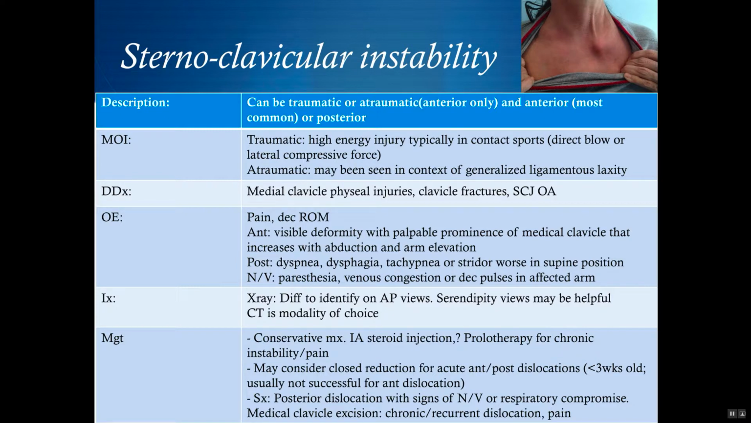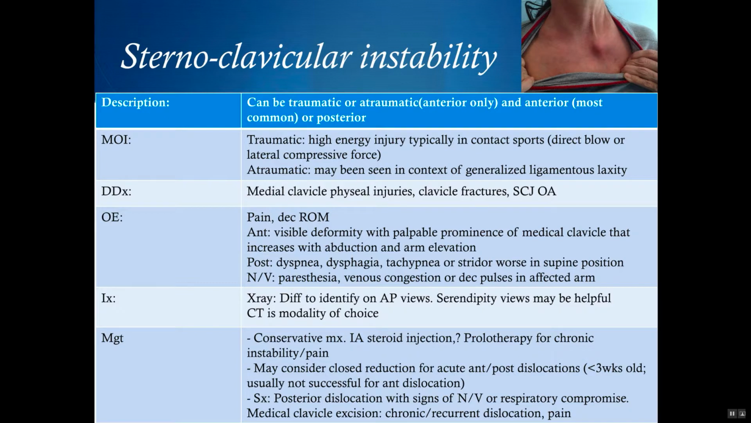The differential for acute injuries may be medial clavicle physeal injuries, especially in pediatric patients, or mid-clavicle fractures, and then in more chronic cases, you consider sternoclavicular osteoarthritis. On exam, patients will typically present with pain and decreased range of movement in the area. Most commonly, sternoclavicular instability is anterior, so you'll typically see a visible or palpable prominence of the medial clavicle anterior to the sternum, which increases with abduction or arm elevation.